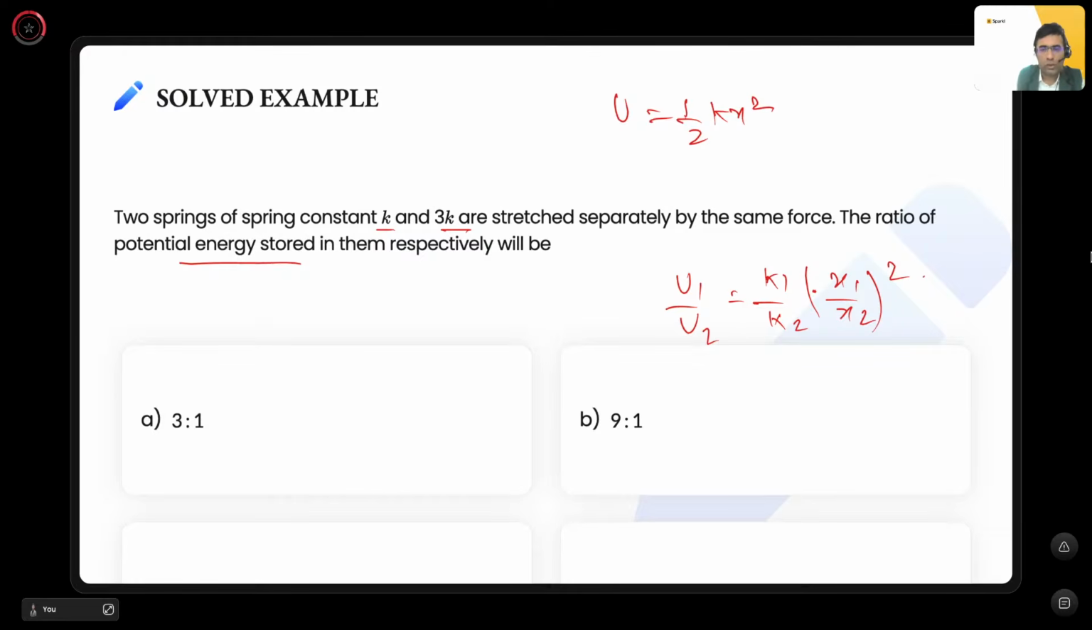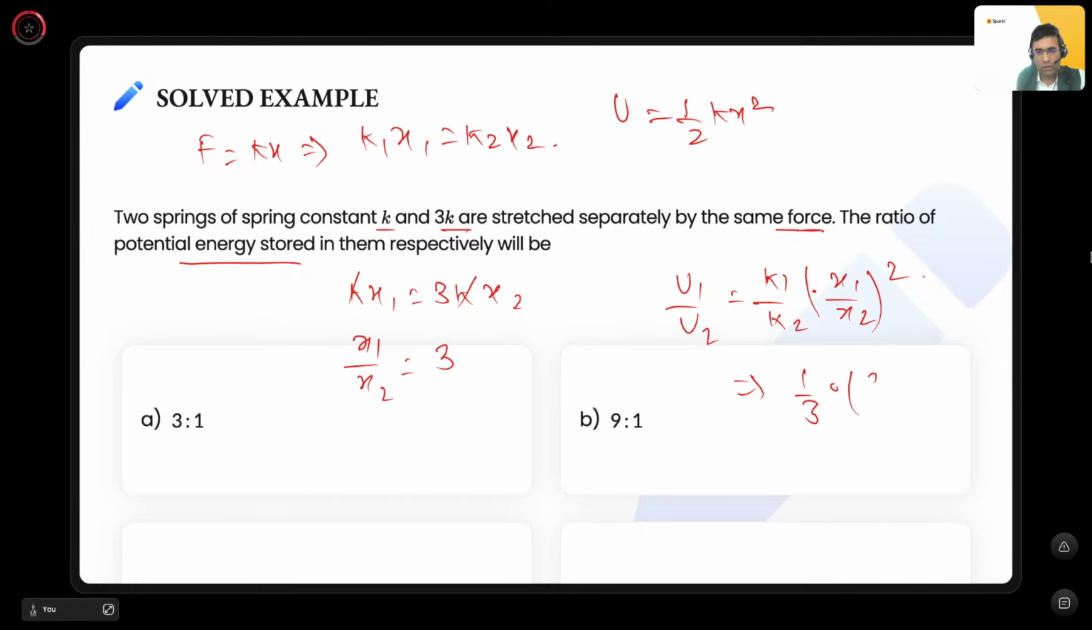Now the force is the same, so force is equal to K into x. So we can write from here K1 x1 will be equal to K2 into x2. So k into x1 will be equal to 3k into x2. So x1 by x2 will become 3. So from here this will be 1/3 and this will be 3 whole squared. So a ratio of 3:1 will come. So again it is very important, it is very important for this year. The exact question can be asked.